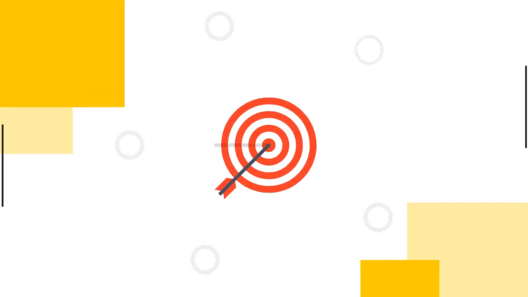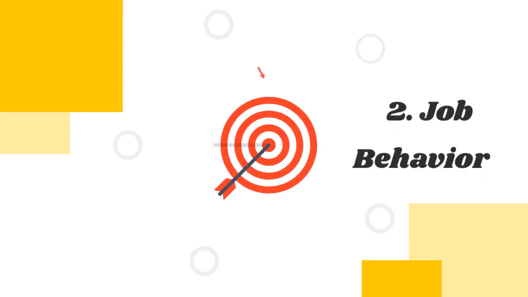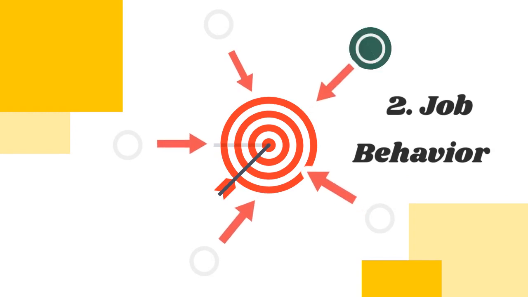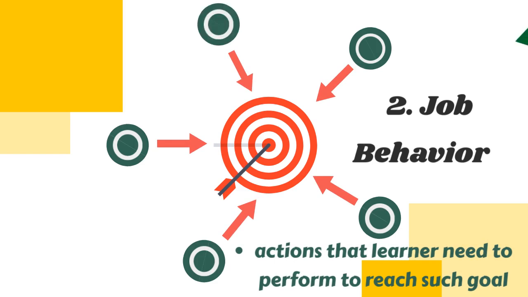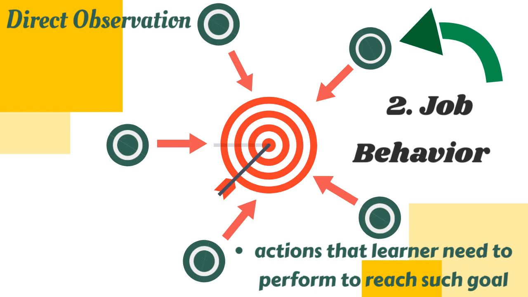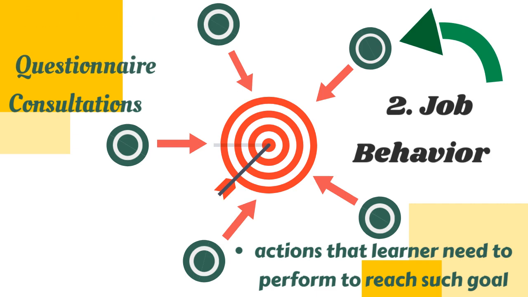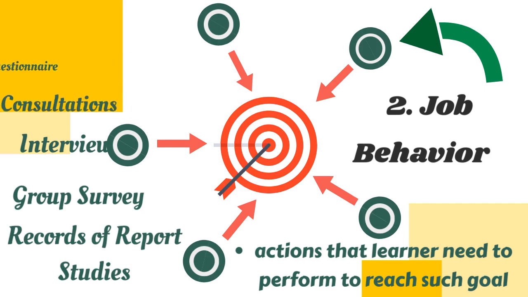So let us proceed to the second node of action mapping, which is the job behavior or action that will reach the goal. This can be done through identifying the actions that learners need to perform to reach such goal, with the help of different needs analysis methods such as direct observation, questionnaires, consultation with persons in key positions, interview, focus group, surveys, and records of report studies.